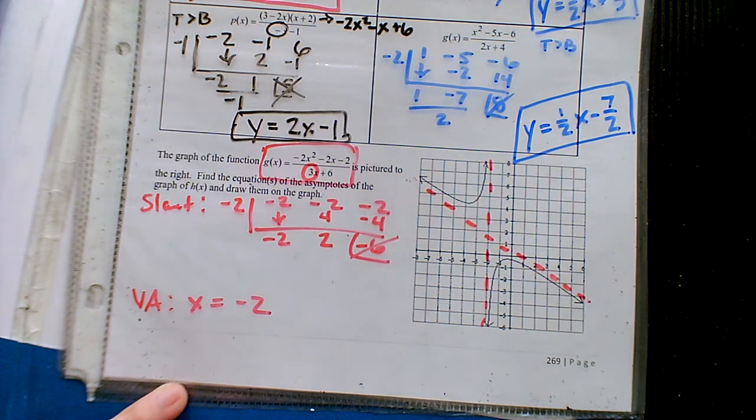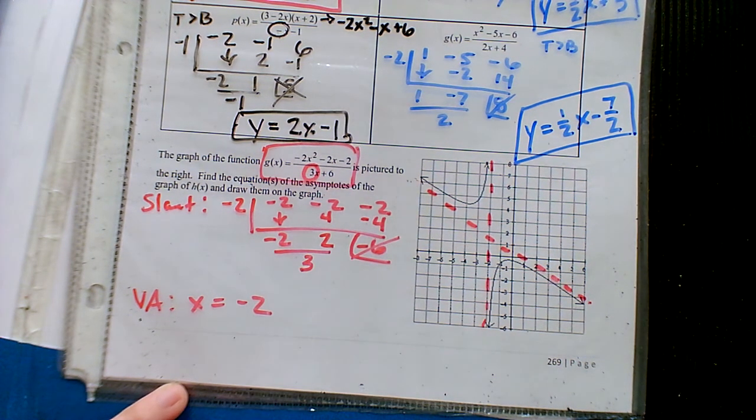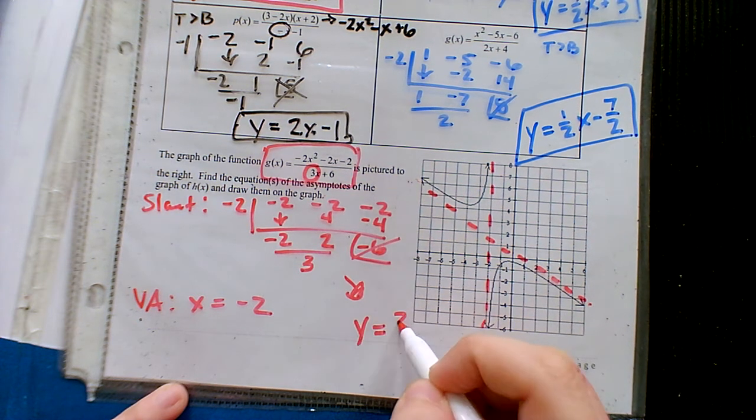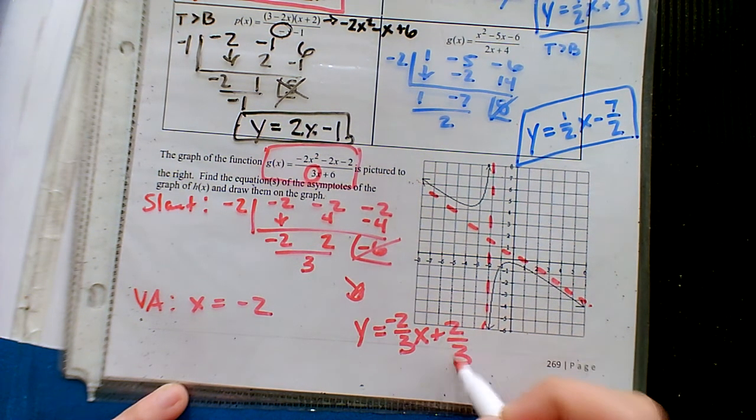I also have a leading coefficient in the denominator, so I'm going to have to take those quotient values and divide it by that 3. So it looks like our equation is y equals -2/3 x plus 2/3.